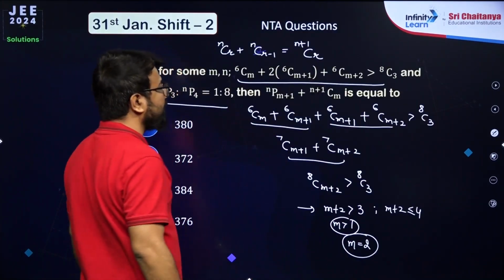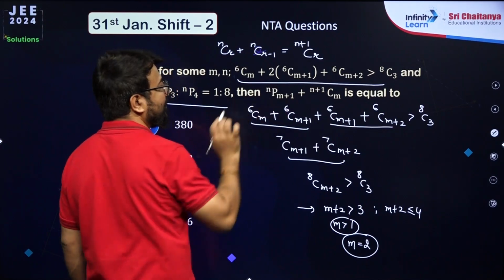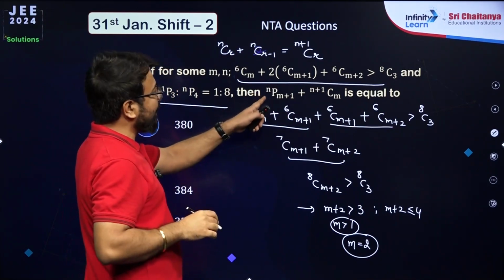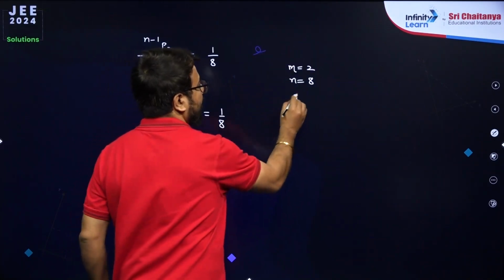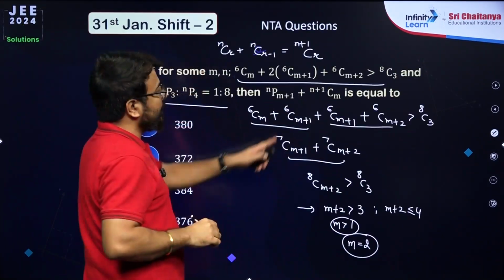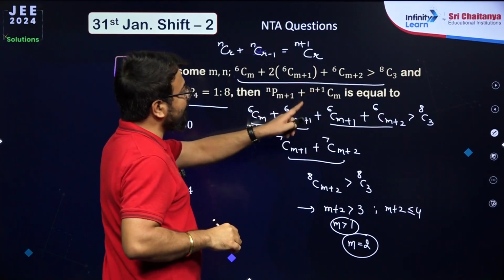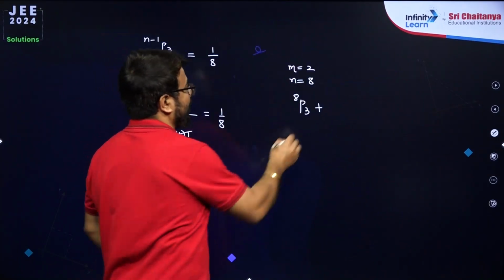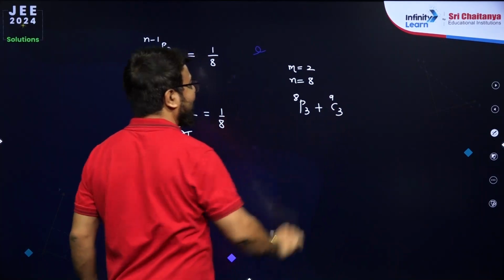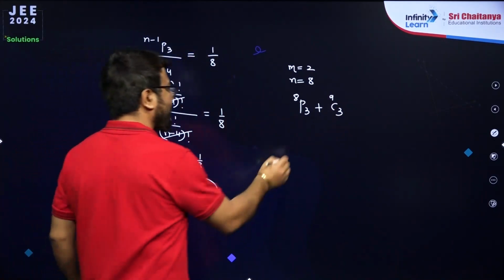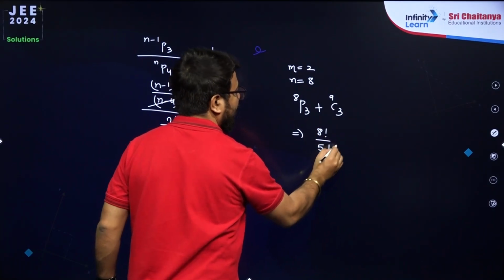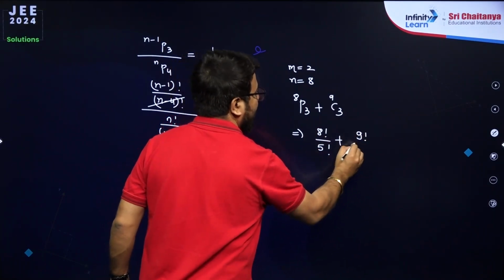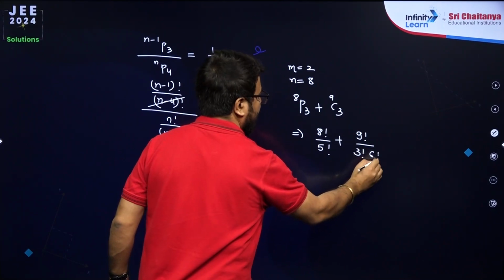What are they asking? They are asking nPm plus 1, so here n will be written as 8, 8P3, and then n will be 8, 9C2. Are you getting my point? So that is very easy to find the value now. It will become 8 factorial over 5 factorial plus 9 factorial over 3 factorial times 6 factorial.